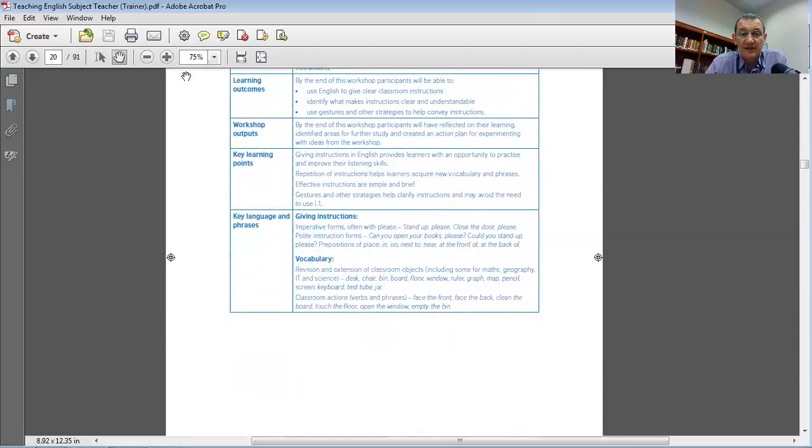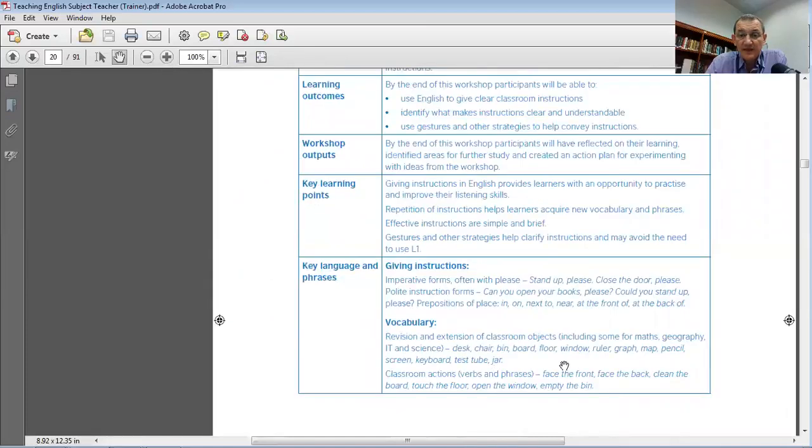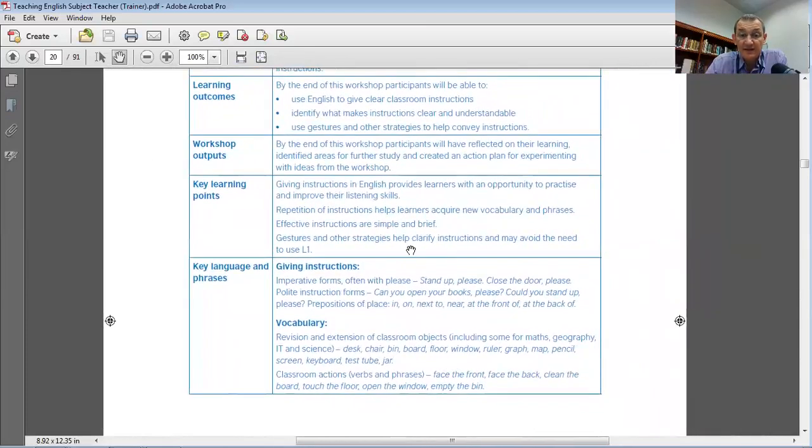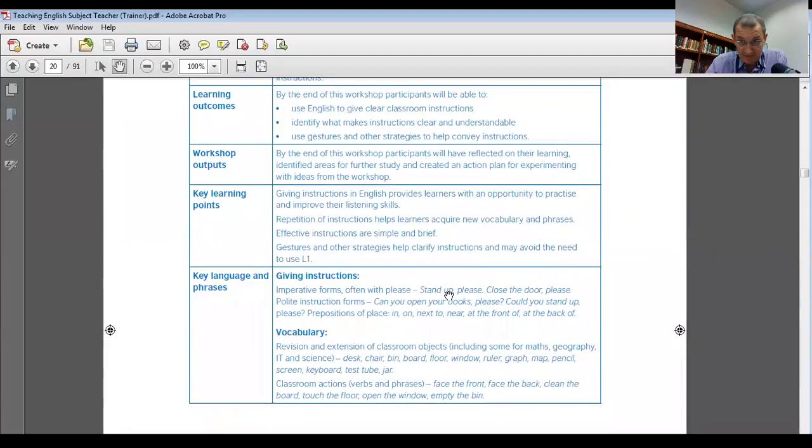So in the key learning points, it says giving instructions in English. These are the advantages of using English for instructions. It gives learners an opportunity to practice and improve listening skills. Repetition of instructions helps learners acquire new vocabulary and phrases. So, piece of advice, effective instructions are simple and brief. Gestures and other strategies help clarify instructions and may avoid the need to use the student's first language.